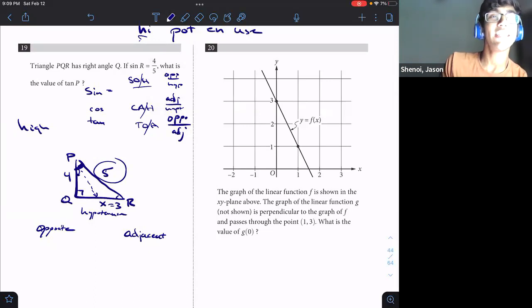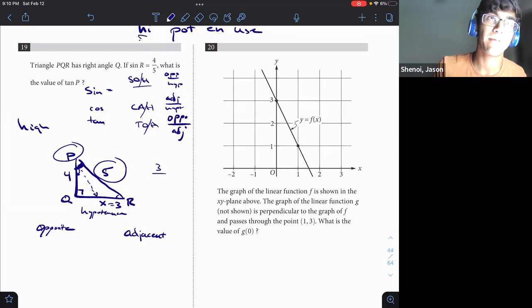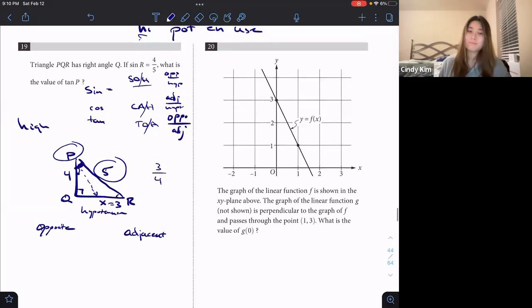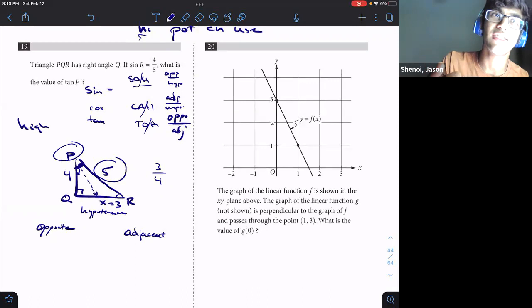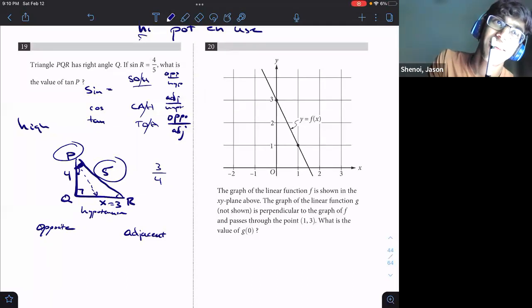So if I set opposite over adjacent for P, what is opposite? 3. And what is adjacent? 4. Okay. So what is the answer? What is tan P? 3/4. Very good. I want you to learn this, okay? Don't sleep on it. Actually sleep on it, but don't, you know what I mean? Oh my gosh. Can't even use lingo anymore.